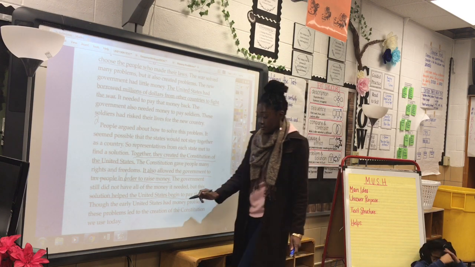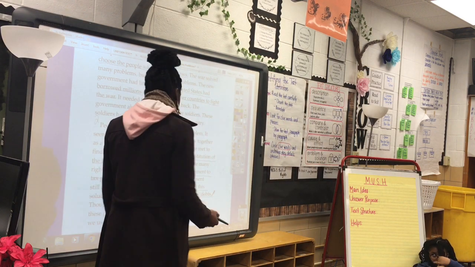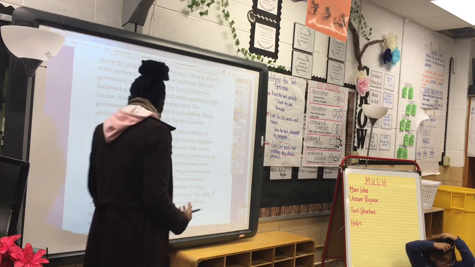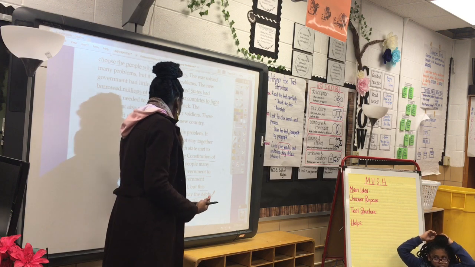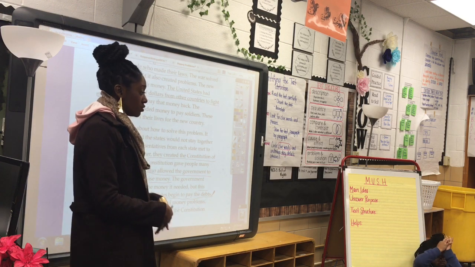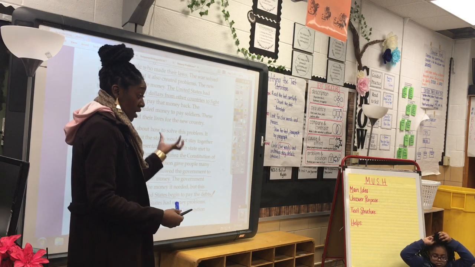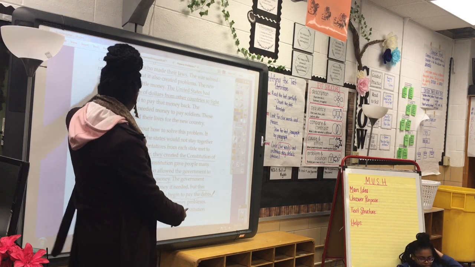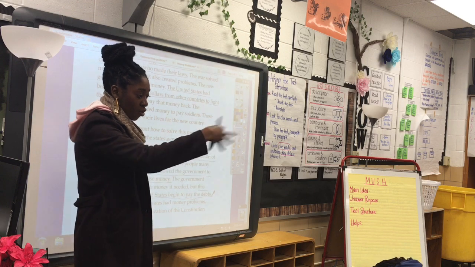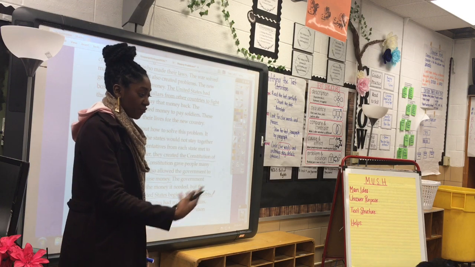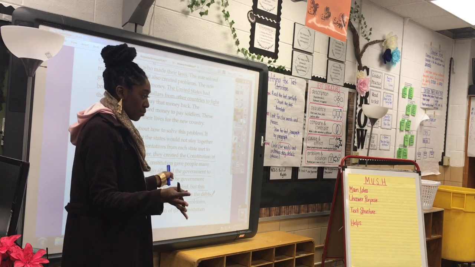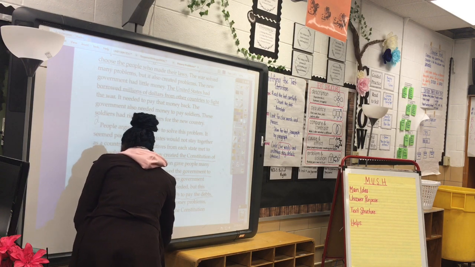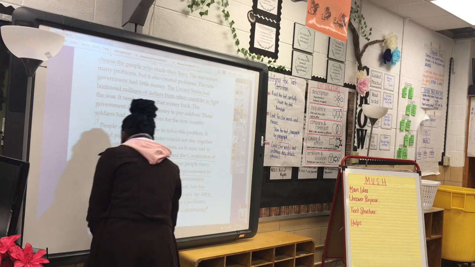Right. So at the very end, it states something really powerful. It says, though the early United States had money problems, these problems led to the creation of the Constitution we use today. So it started out as a problem, but the solution has been a solution not just for the 1700s, but for our entire existence as a free nation separated from Great Britain. That makes sense? Yes.